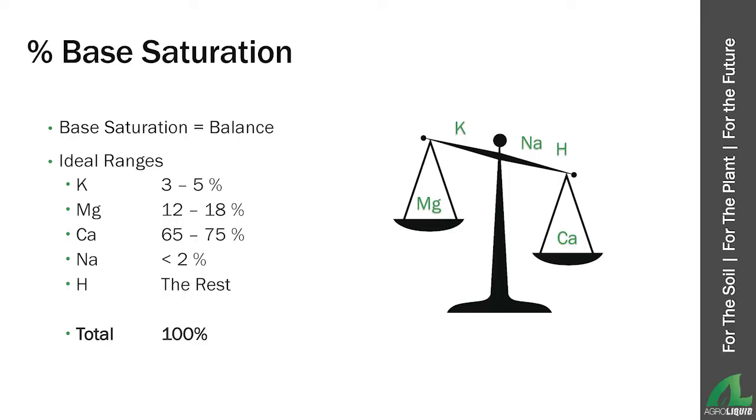Balancing these cations, which can be seen on your percent base saturation, is critical. Each nutrient has their own desired range. Looking at them individually, you want to have your potassium between 3 and 5%, your magnesium between 12 and 18%, your calcium between 60 and 65%. Kind of on the negative side, your sodium less than 2% because it can have some adverse effects. And then all of these are going to add up to 100, so the remaining percentages are going to fall under hydrogen.